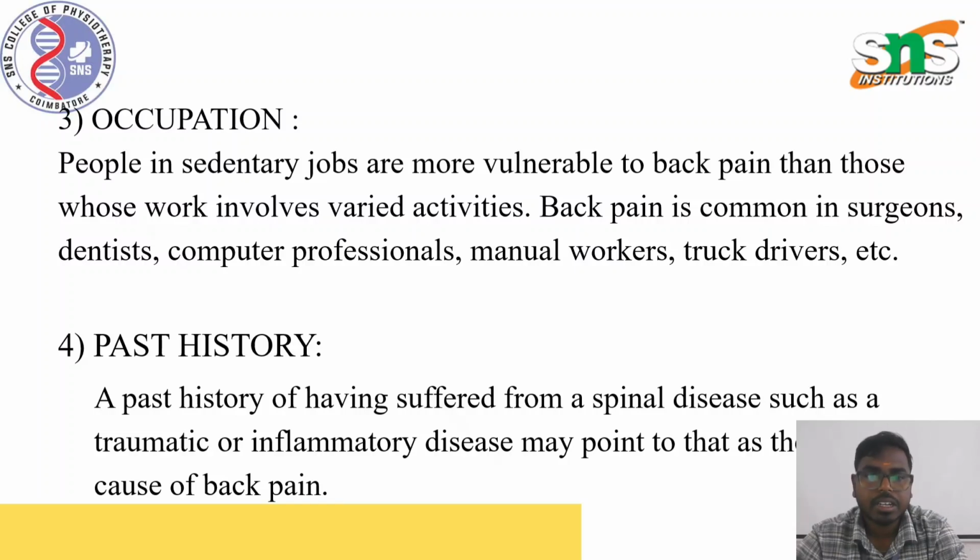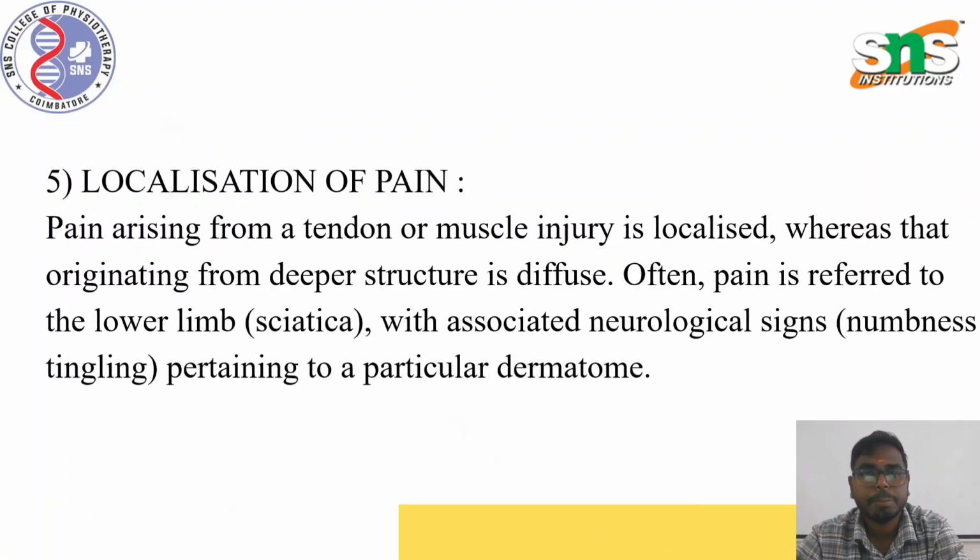And then we have to find out the past medical history. A past history of spinal diseases such as traumatic causes and inflammatory diseases may point out a leading causative factor for the low back pain. Then the localization of the pain: whether the pain is localized at a particular area or referred throughout the lower limb, which is also known as sciatica. It also shows neurological signs such as numbness and tingling sensation throughout the dermatome region.